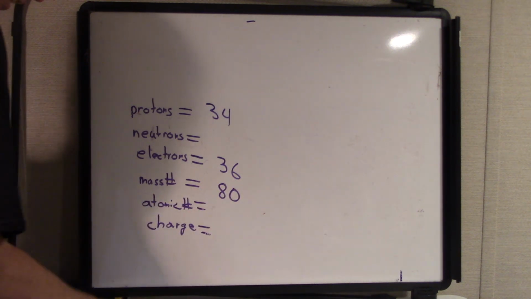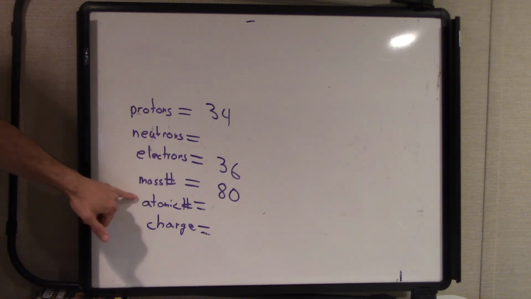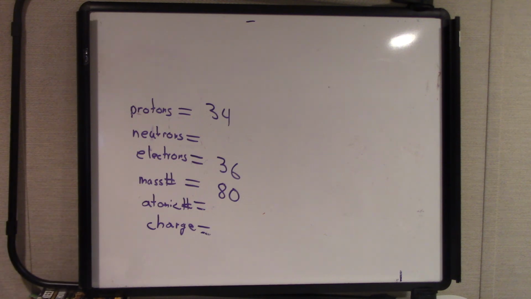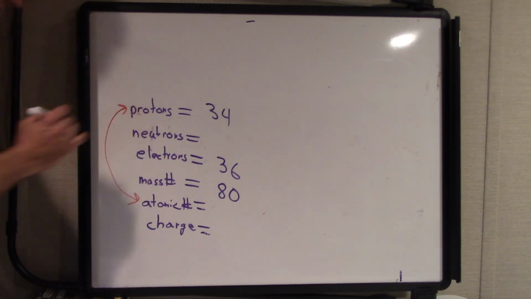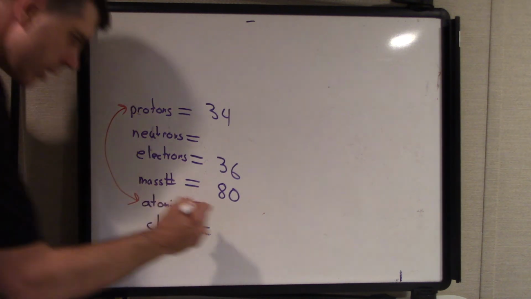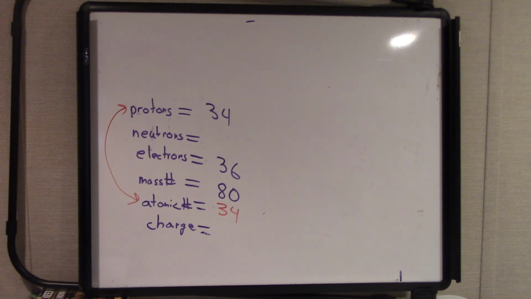So our first step in this is, are there any definitions we can use really quickly? And there is. The atomic number is the same as the number of protons. These need to be identical. So by the definition of the atomic number, our atomic number needs to be 34.